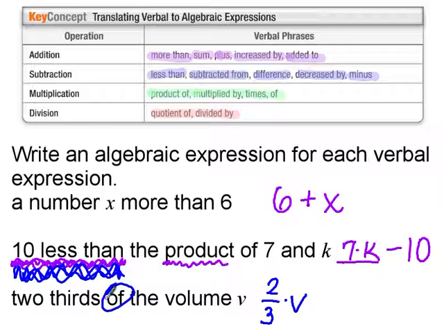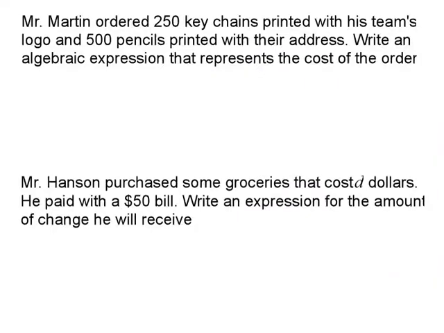Okay, the very last thing we're going to look at today, before we move on to your quiz. All right. Here we go. Mr. Martin ordered 250 keychains printed with his team's logo and 500 pencils printed with their address. Write an algebraic expression that represents the cost of the order. So I've got 250 keychains, right? So the cost of the keychains is going to be 250 times k.